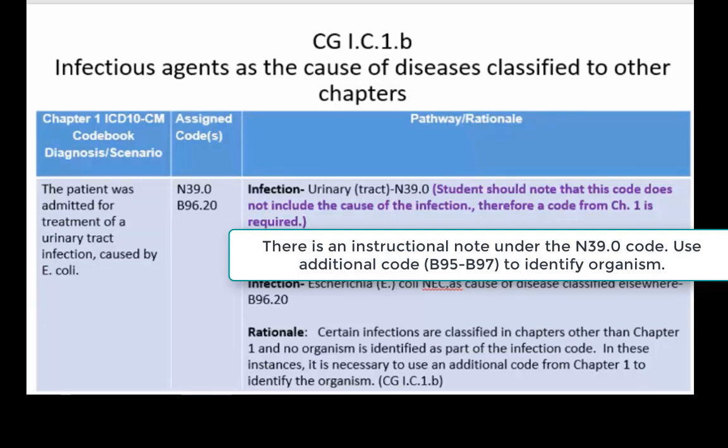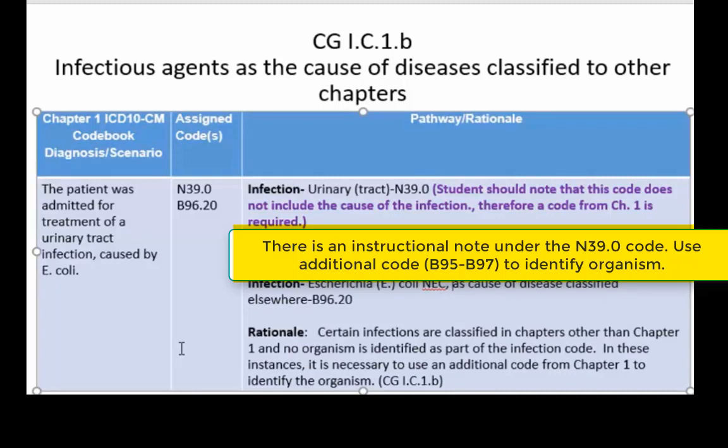So here's the case in point: patient admitted for treatment of a UTI caused by E. coli. We know that the E. coli is causing the infection, but our code N39.0 does not include the cause of the infection. So we would have to add that code. And there's also an instructional note under the N39.0 code that says use additional code B95 through B97 to identify the infectious agent. As the cause of disease, look under infection, E. coli as cause of disease, classified elsewhere B96.20, and that would be the organism code. So now we know what the infection is and what's caused it.